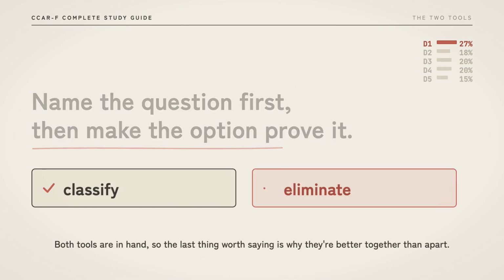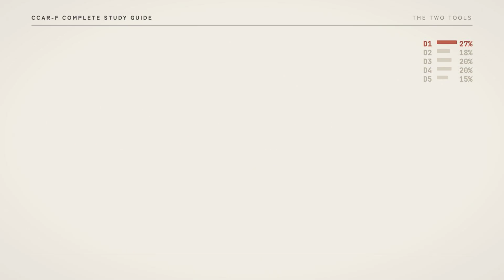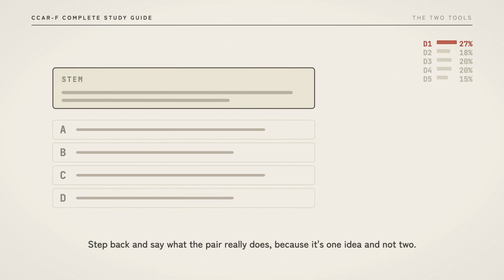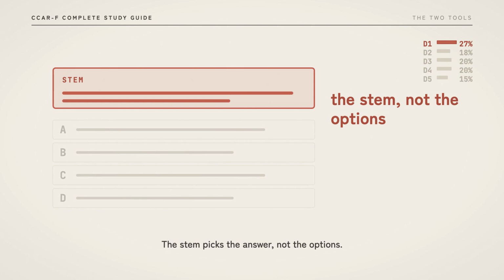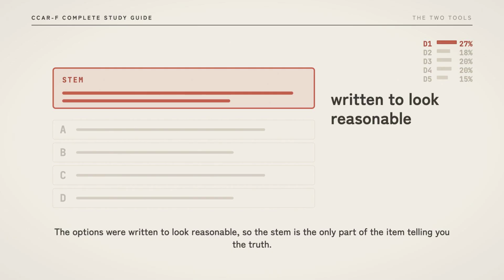Both tools are in hand, so the last thing worth saying is why they're better together than apart. Step back and say what the pair really does, because it's one idea and not 2. The stem picks the answer, not the options. The options were written to look reasonable, so the stem is the only part of the item telling you the truth.